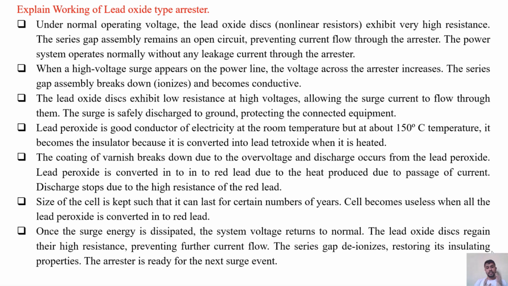Once the surge energy is dissipated, the system voltage returns to its normal value. The lead oxide disc regains its insulating property, that is high resistance, preventing further current flow during the normal operating condition after the surge. The series gap deionizes, restoring its insulating properties. The arrestor is ready for the next surge event. So this is how the lead oxide type arrestor works.